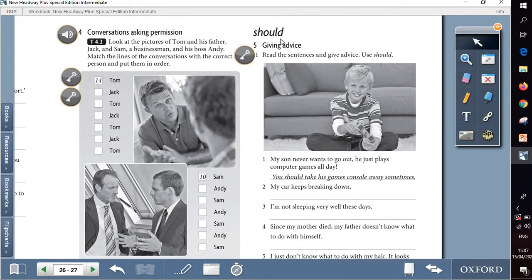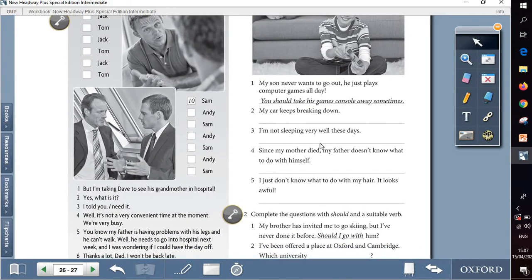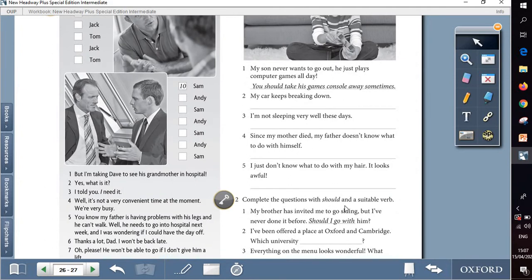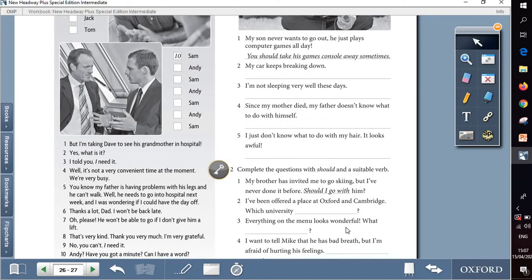Question 5, we will take another modal verb, which is the modal verb should, that is related basically to giving advice. We will read the sentences and give advice, of course, using the modal verb should. Based on what we have here as a first example, we will do the same with the rest of the sentences. Part 2 of question 5, complete the questions with should and a suitable verb. Here the main verb is missing, so we will add the main verb plus the modal verb should.